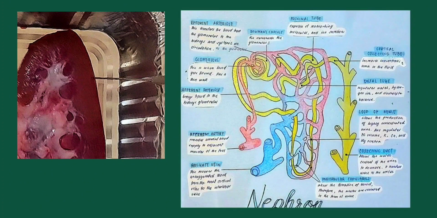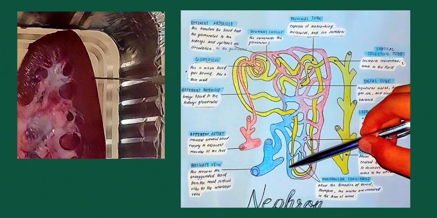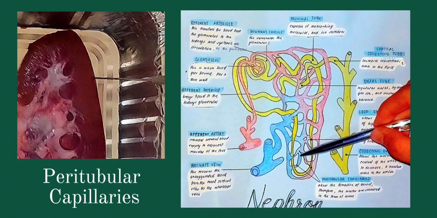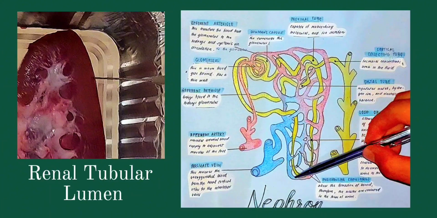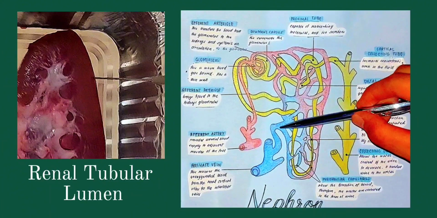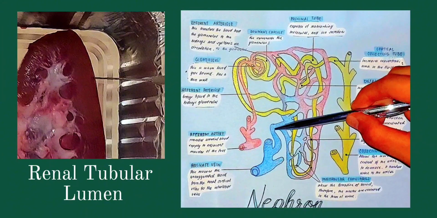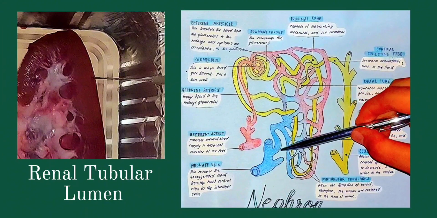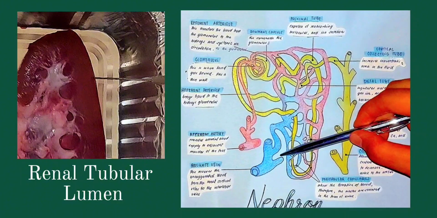The last phase is the tubular secretion. This is characterized by the elimination of waste and acid-base regulation. This is the process of transferring molecules from peritubular capillaries to the renal tubular lumen. Substances that are secreted include urea, creatinine, drugs, and toxins.